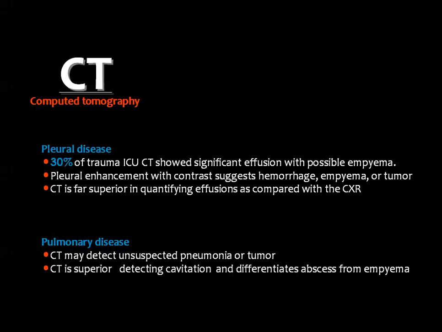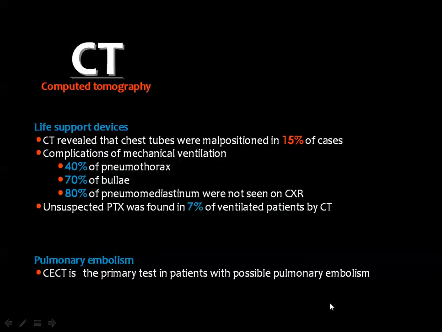The values of the CT scan include some of the pleural diseases, the detection of a small pleural effusion, the differentiation between effusion and empyema based on the contrast enhancement. Also, the detection of hemothorax, for example, and in cases of pulmonary disease, the detection of pneumonia or unsuspected small tumor that cannot be seen on the plain film. And CT also is superior in detecting cavities in the lung and differentiation between abscesses and empyema.